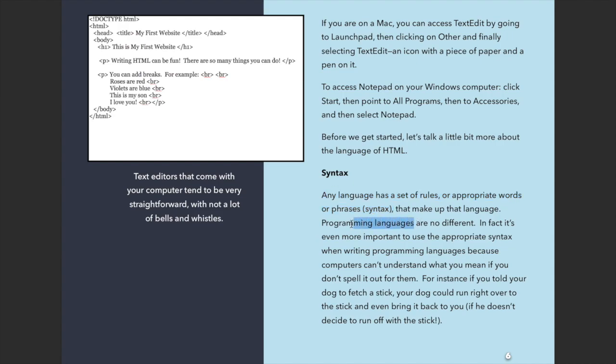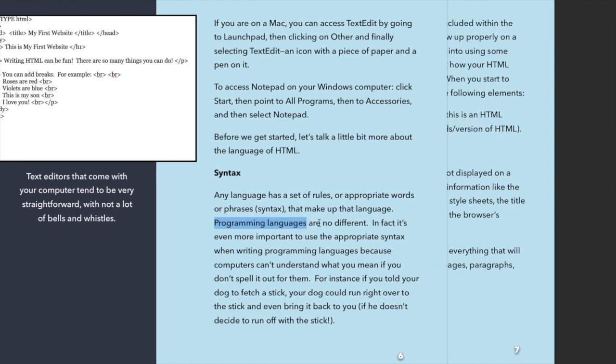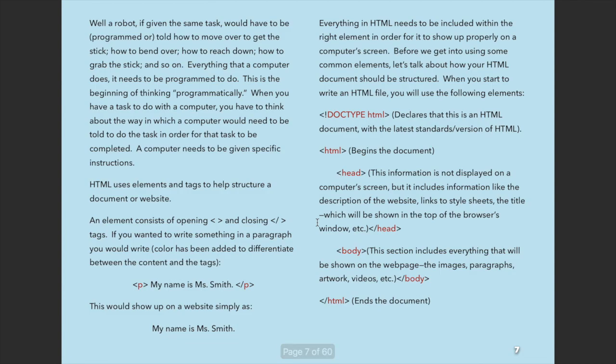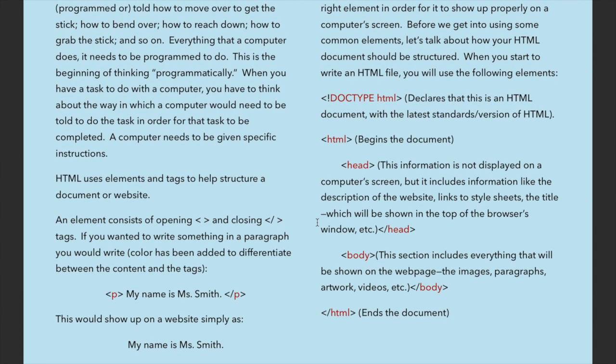As a matter of fact, it's even more important when it comes to programming languages because you really have to be very specific when it comes to telling a computer exactly what you need it to do. So a computer needs to be given very specific instructions. It's not like a dog or a human being where you can throw a stick or tell somebody to do something and they can figure it out on their own. Well, a computer needs to be given very specific instructions.